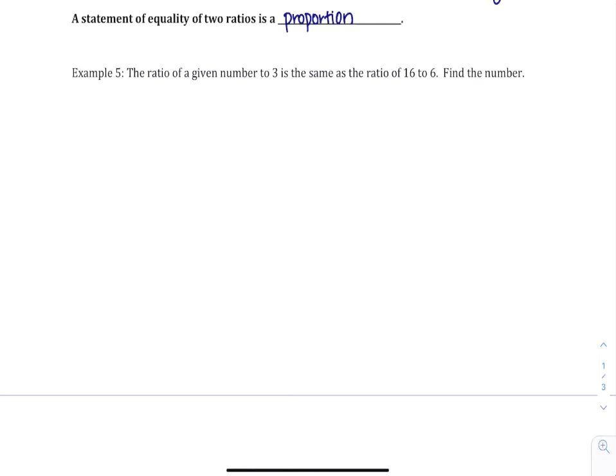So for example, if we know the ratio of some given number to 3 is the same as the ratio from 16 to 6, we can solve for that number. The first thing we need to do is to describe this unknown given number with a letter. Typically, we just call this x. When it's written that the ratio x to 3, that tells us that we would write x over 3. The fact that we know it's the same means that we can set this equal to the ratio 16 to 6. It's very important that you set up your ratios consistently so that you are actually solving the proportion correctly.